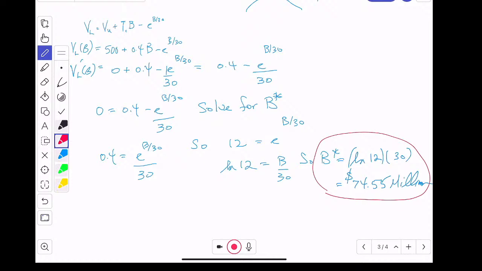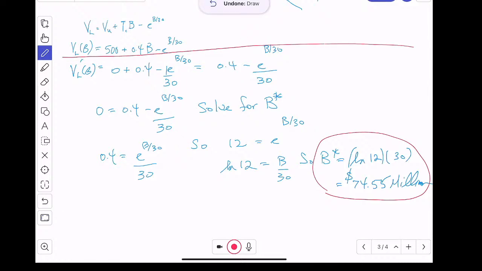So now we have to do two things. I found the optimal level of debt using calculus. Now I want to find the optimal value of the firm. But first, let's confirm that this is a maximum. How do I confirm that this is a maximum, unless I draw the curve or put it in Excel or something? What I do is I check the second derivative.